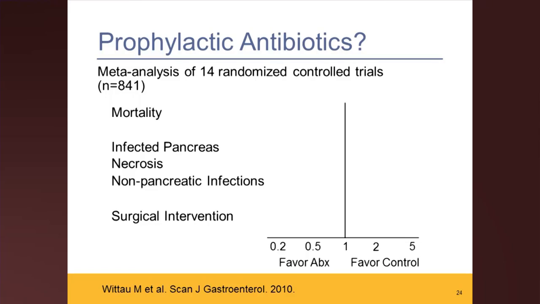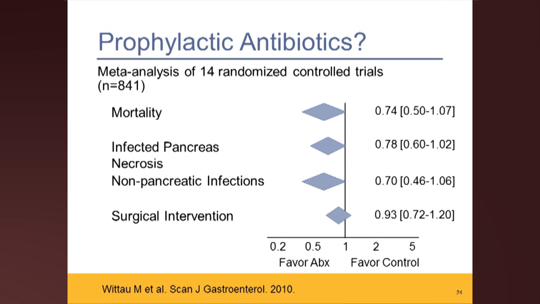And again, another meta-analysis looking at giving prophylactic antibiotics or not in patients with acute pancreatitis. Another forest plot here looking at these outcomes: mortality, preventing infected pancreatic necrosis, preventing non-pancreatic infections, or preventing surgical intervention. And once again, you see that the group on the left favors antibiotics, the group on the right favors not giving antibiotics, and you see that all these diamonds basically cross midline. And so their conclusion was that there's no data to support the routine use of prophylactic antibiotics in patients with severe acute pancreatitis.